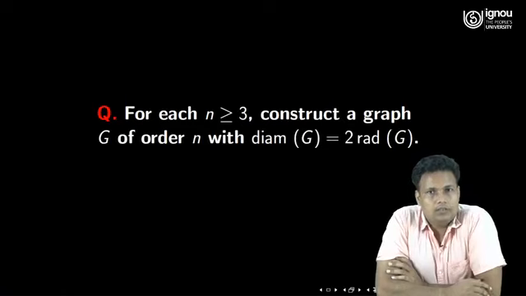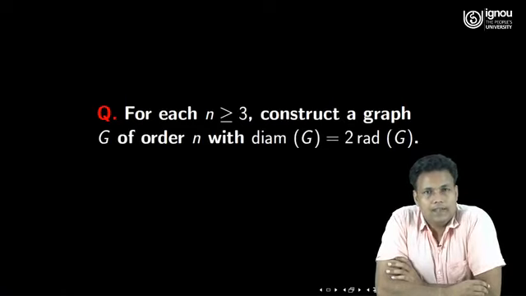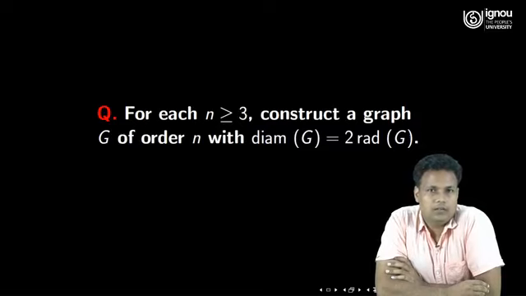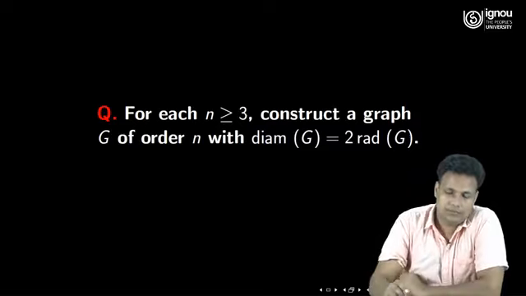And the last question: for each n greater than or equal to 3, construct a graph G of order n with diameter of G equal to twice its radius.